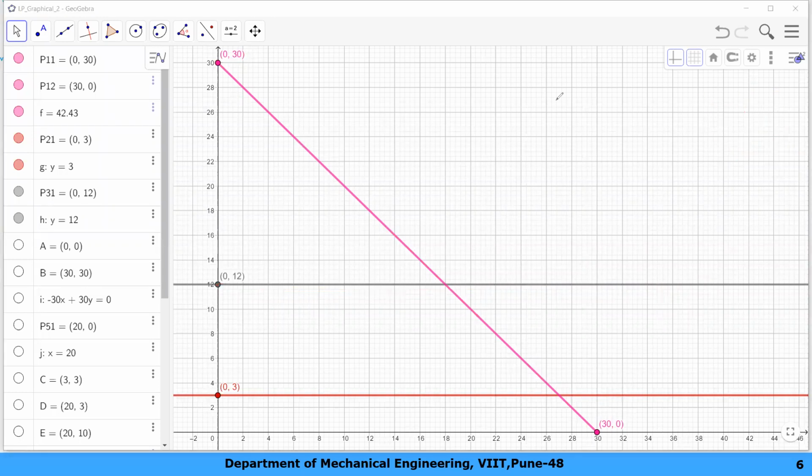Next constraint, another tricky one: x1 minus x2 greater than or equal to 0.